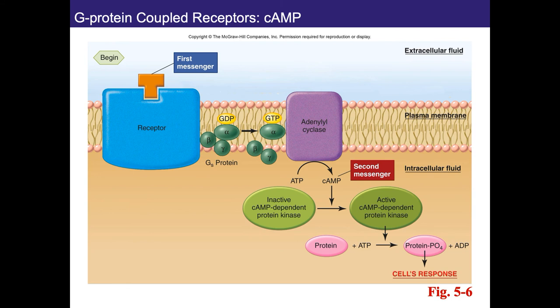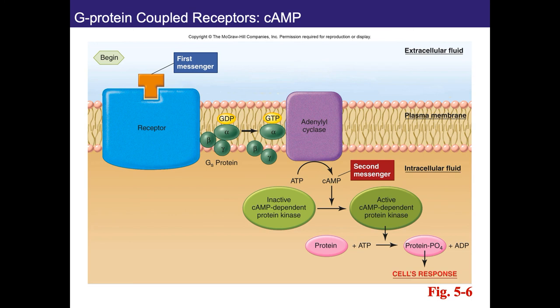So there's no extra memorization here. Players are all the same. Let me finish up the story. Eventually, alpha subunit is going to hydrolyze GTP back to GDP. Timer stopped. Alpha subunit migrates back over to the beta gamma, and now it's back at rest.